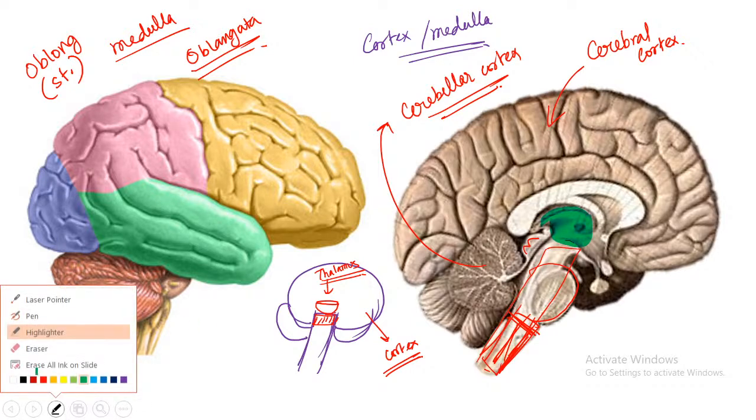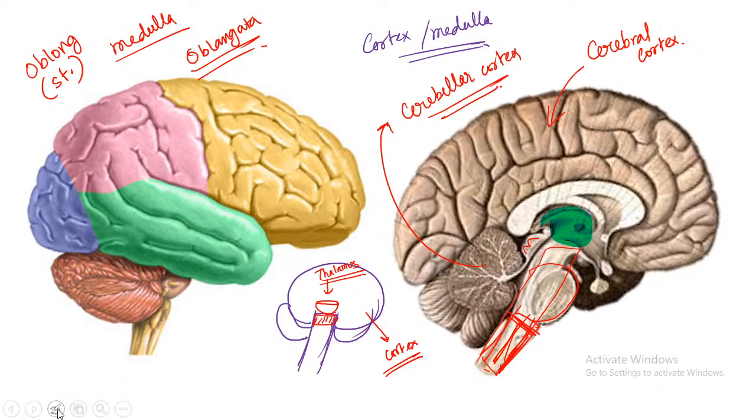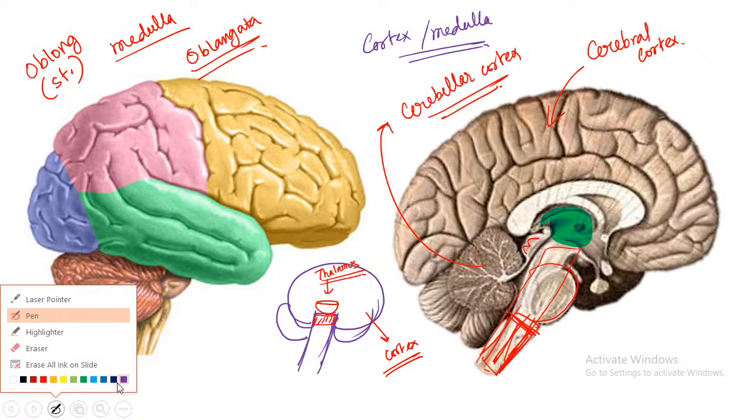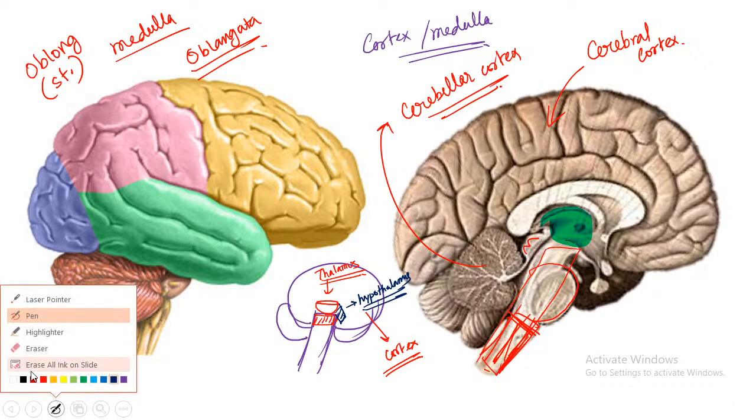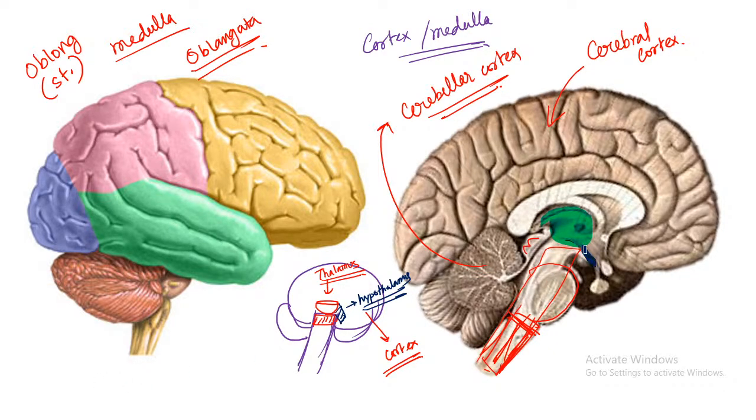Below it, in the front, we have something known as the hypothalamus. In front of it, somewhere over here, this kind of structure is present, which is known as the hypothalamus. It is present just below the thalamus, so it's the hypothalamus. So in the diagram, this region is known as the hypothalamus.